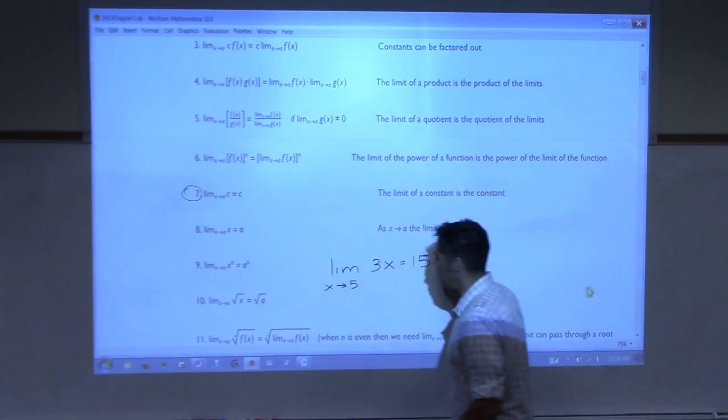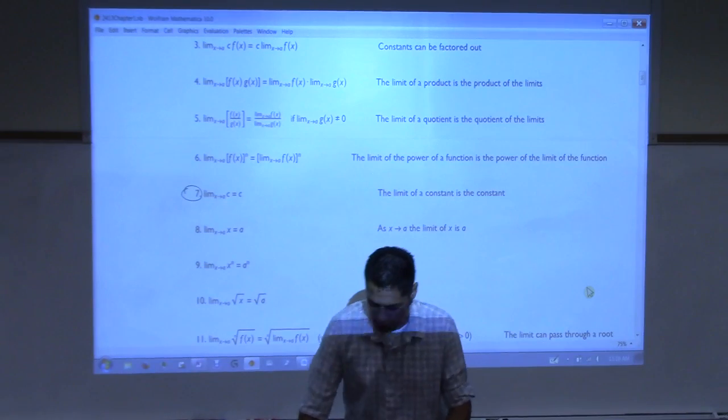All right, so these are the limit laws. I'll refer back to them if I need to. I think we're just going to get straight into some examples.